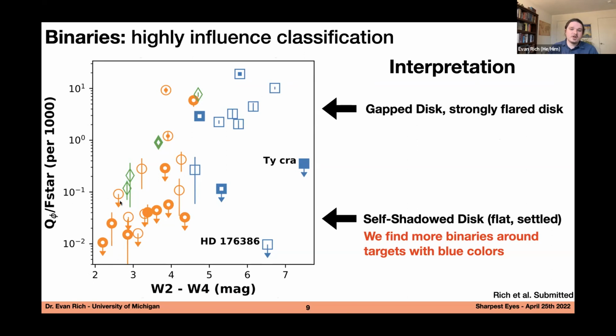Whereas down here, you're going to have more self-shadowed or flatter disks where less light is allowed to shine on the outer disk due to inner disk structures or the fact that it's a flatter disk, causing less polarized light.